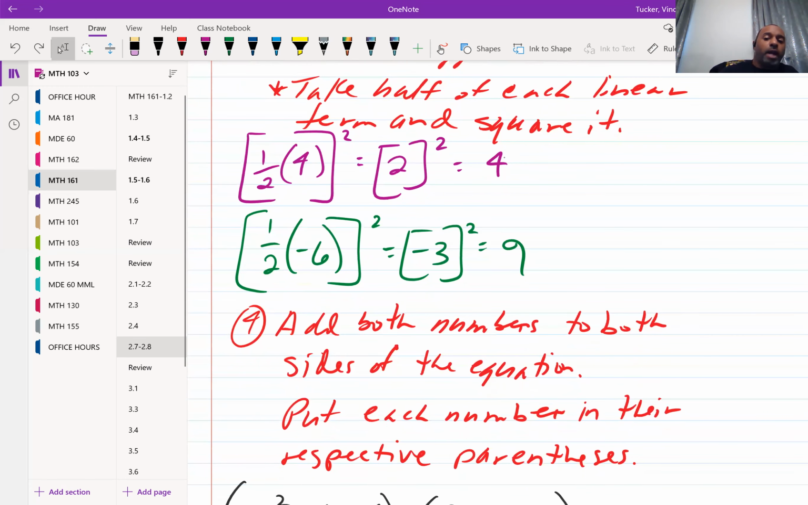So step 4, we're going to add both numbers to both sides of the equation. Remember, whatever you do to one side, you have to do to the other. So we're going to add both numbers to both sides of the equation. Then we're also going to put each number in their respective parentheses.